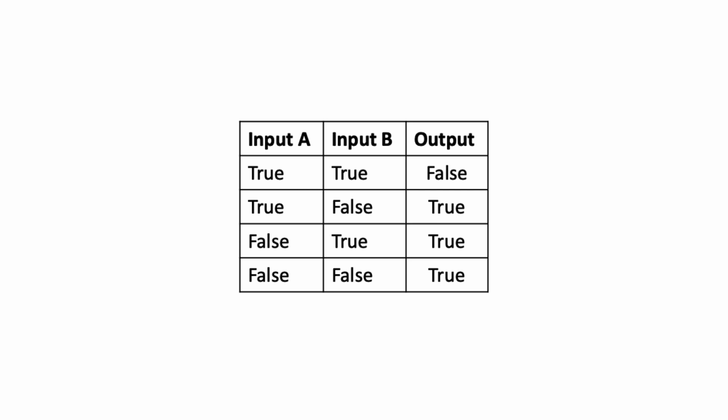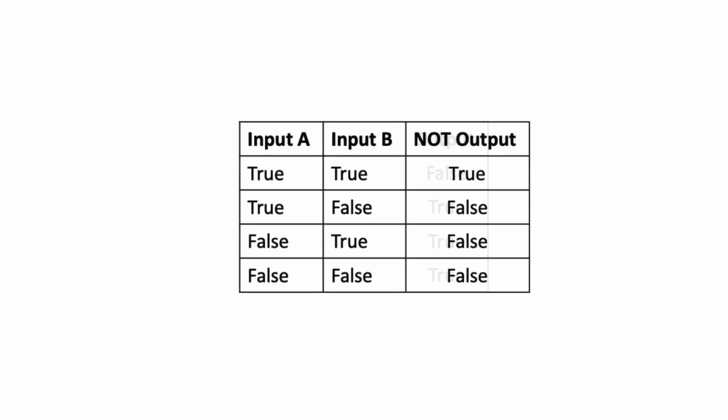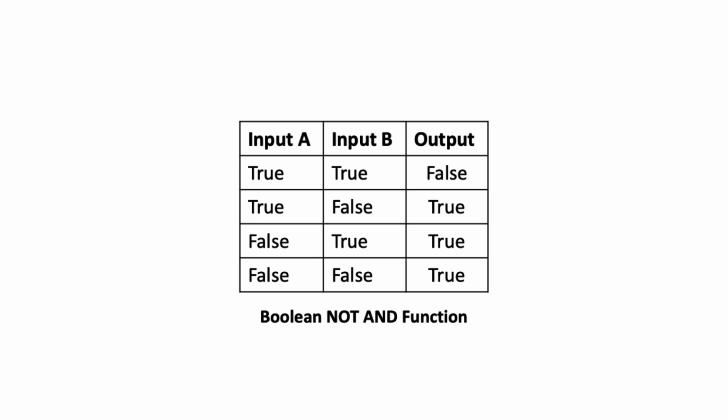It might be easier to recognize if we were to invert the output. When we invert the output, we see that the only time the function outputs true is when both inputs are true. We can recognize this as the Boolean AND function. But since we inverted the outputs, it's not exactly the AND function. Instead, it's the NOT of the AND, which is known as NAND.